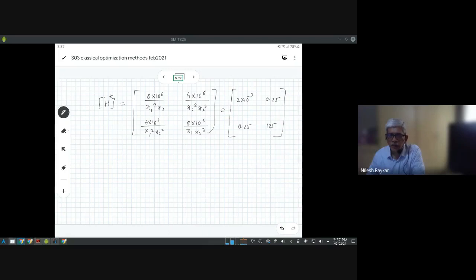So at this point we have to check whether this particular matrix is positive definite. If it is positive definite, then that point would be a minima point. So in order to do that, we have to calculate the eigenvalues of this particular function.